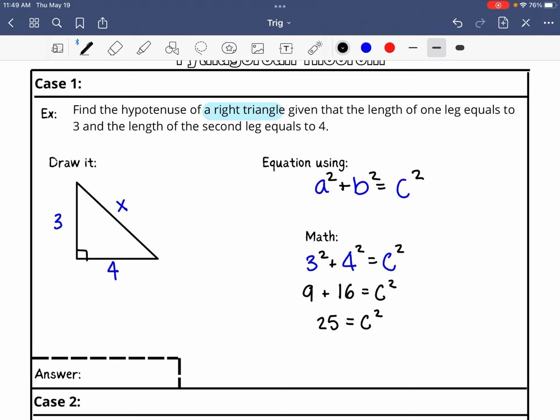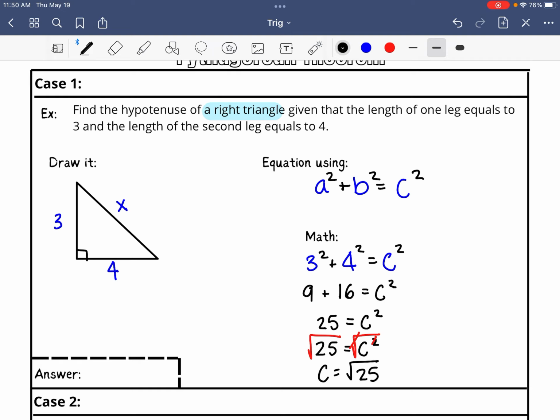So is my c by itself? Nope, it is not. I have to still get it by itself. Now the way I can get it by itself is I have to get rid of the squared. The opposite of a squared is a square root. So if I square root that, this 2 will cancel out the square root. But what I do to one side, I have to do to the other side. So I get that c is equal to the square root of 25.